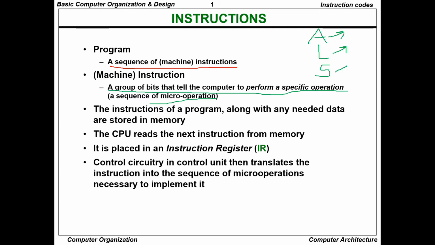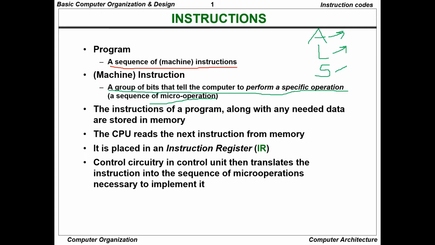So whatever the operation is, an instruction should be given to the computer to understand what operation to be performed. So a group of bits that tell the computer to perform a specific operation. A specific operation in the sense of a sequence of micro operations. These micro operations can be anything. It can be a sequence of arithmetic micro operations, logical micro operations, or shift micro operations. I hope it's clear up to here.